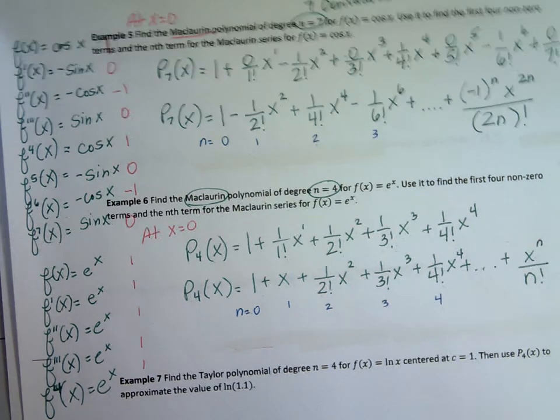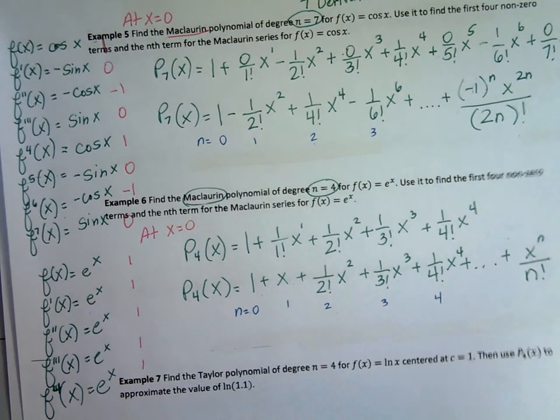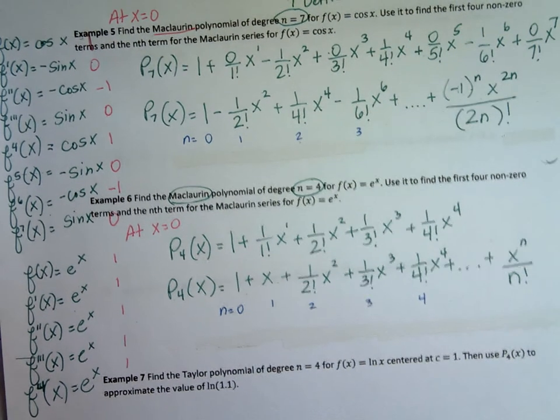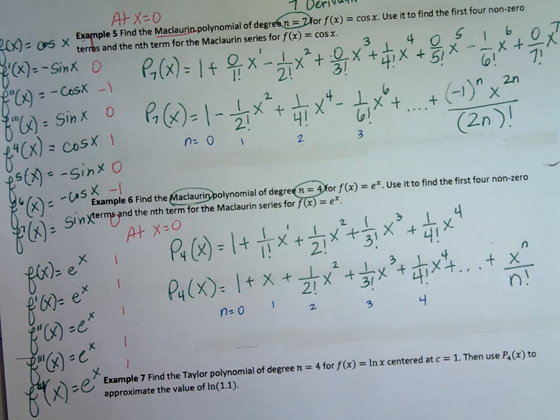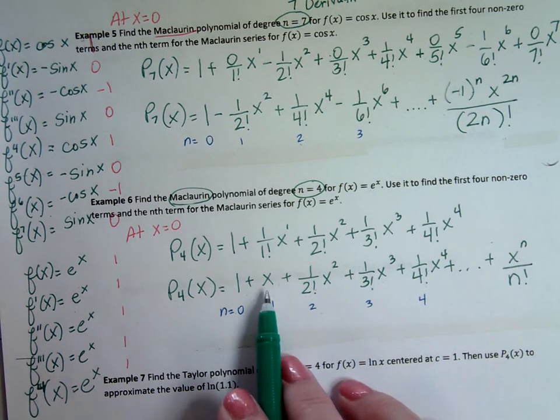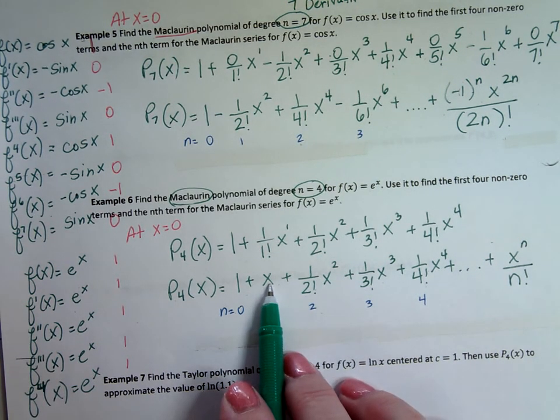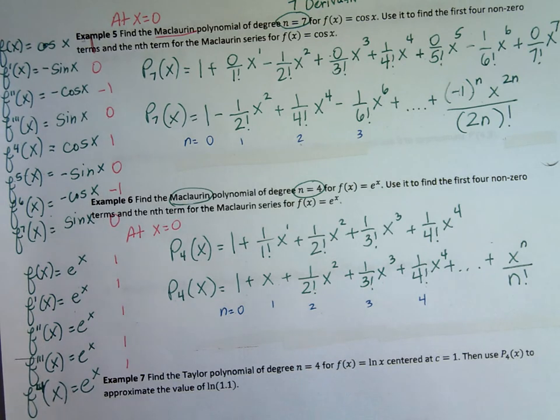All right, they finish with a nice one before they go to Taylor polynomials. Taylor polynomials are generated the exact same way, but you're not just going to have an x, you're going to have a quantity, a parenthesis of x minus whatever the c value is. I'll show you what I mean.